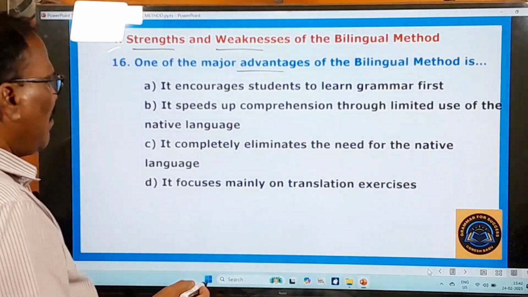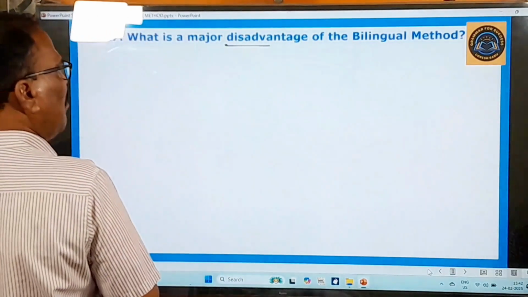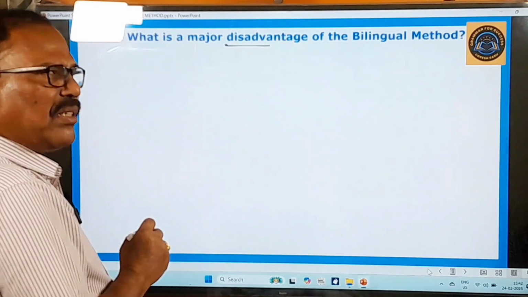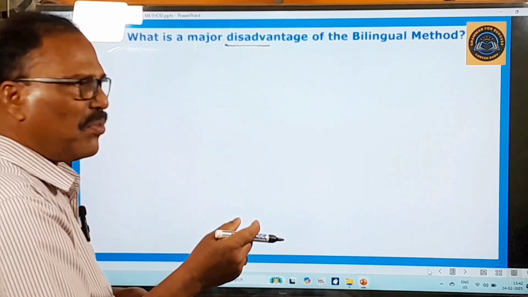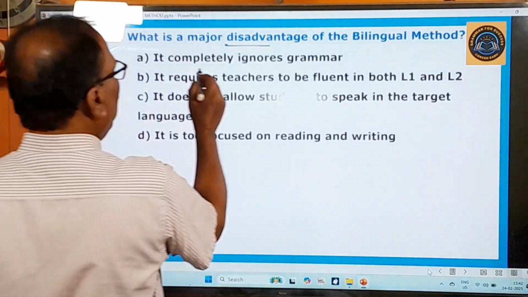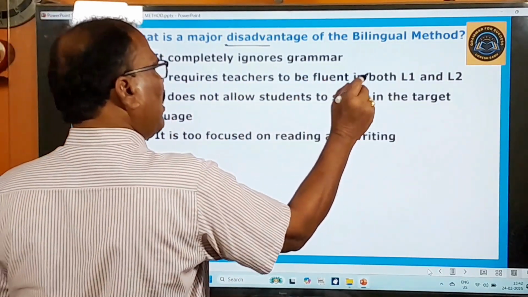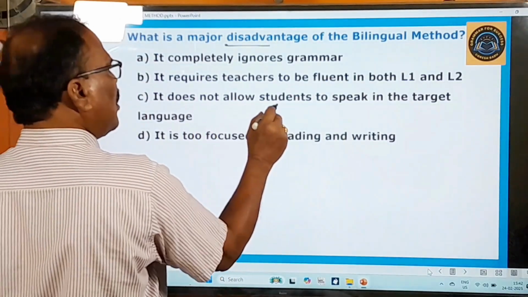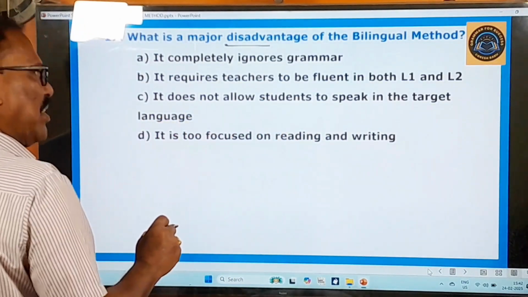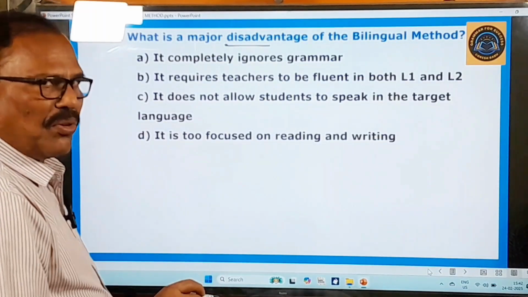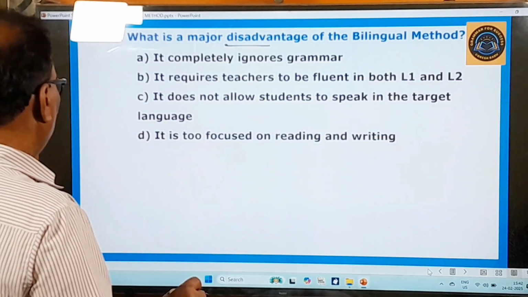Now you move on to the 17th question. What is a major disadvantage of the bilingual method? What is the major disadvantage? What is the advantage? You know very well. What is the disadvantage? Also you should know. What is that? Yes, it completely ignores grammar. It requires teachers to be fluent in both L1 and L2. It does not allow students to speak in the target language. It is too focused on reading and writing. So what is the right one? You know that very well. You can please choose that. You move on to the 18th question.